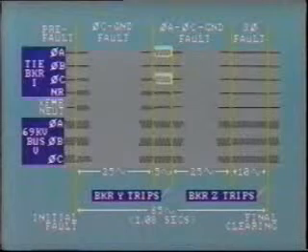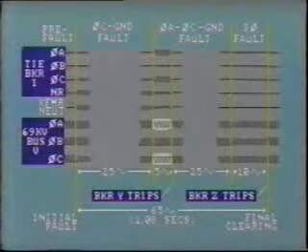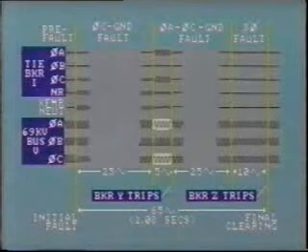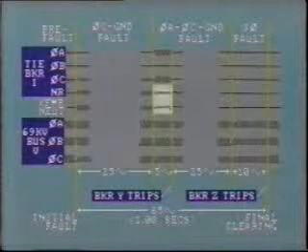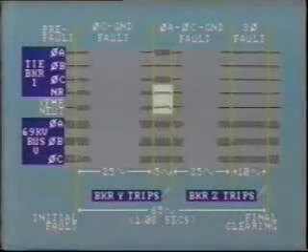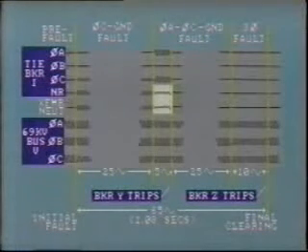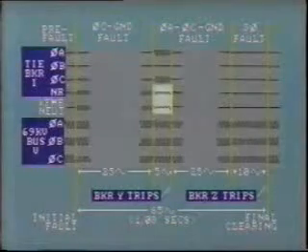Both A phase and C phase currents in the tie breaker rise sharply. Both A phase and C phase bus voltages are depressed. Transformer neutral current and tie breaker residual current are both still present, but they are reduced in magnitude. This is because a double line-to-ground fault is more balanced than a single line-to-ground fault.